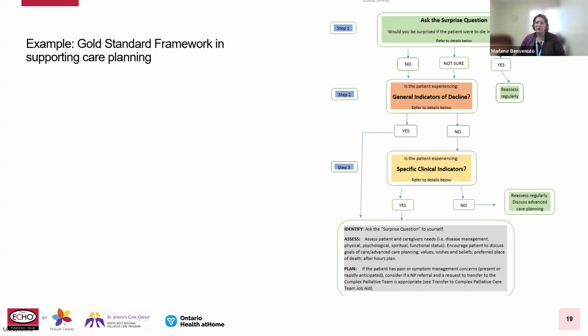I'm a visual person, so I wanted to add the Gold Standards Framework algorithm in supporting the care planning. So when you ask yourself that question, would you be surprised if your patient were to die in the next year? If you were surprised, then you just continue reassessing on a regular basis. But if it's no, or you're not sure, then you'd be looking at the general indicators of decline that we're going to be going through in the next slide.